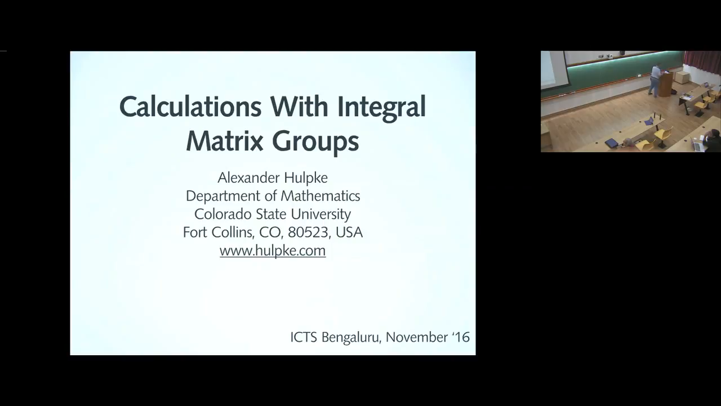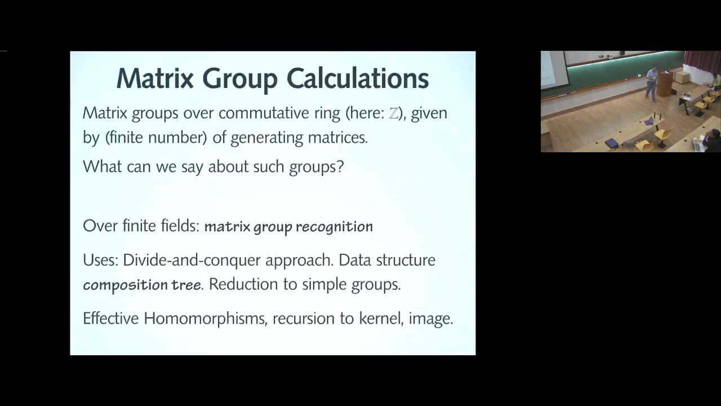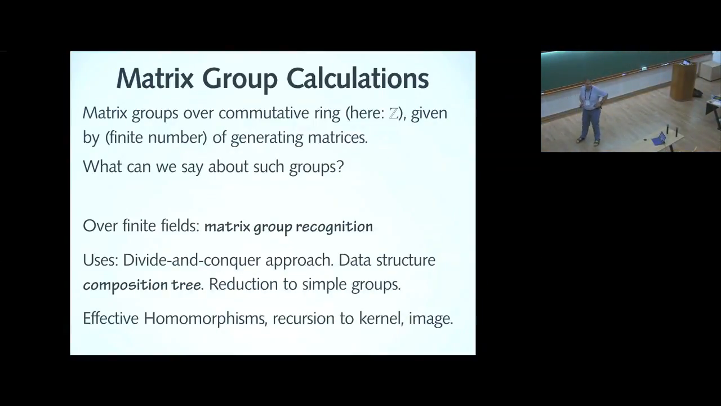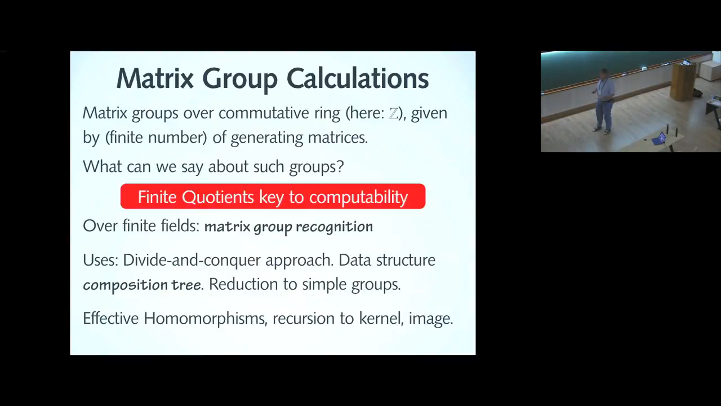Okay, so let's start properly. In some way, the more general question would be about matrix groups over commutative rings, but here I will concentrate just over the integers. Matrix groups given by a finite number of generating matrices. What can we say about such groups? I want to do this on the computer, so I will need some finiteness condition, and I will use finite quotients as a primary tool.